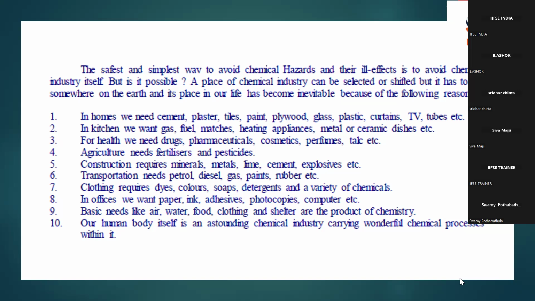The basic needs like air, water, food, clothing, and shelter are the product of chemistry. If you see water, there also is a chemical name we call H2O. That is also one of the chemicals. If you're breathing oxygen, that is also one type of chemical, O2, oxygen. So everywhere, chemicals are required to lead our life. So we are not able to avoid those chemicals from our lifestyle.